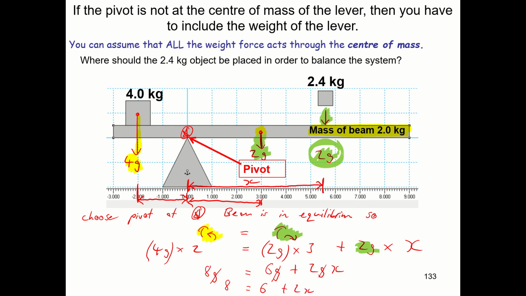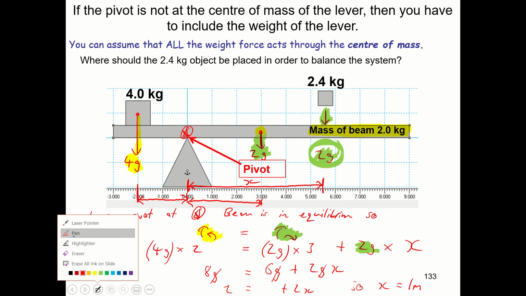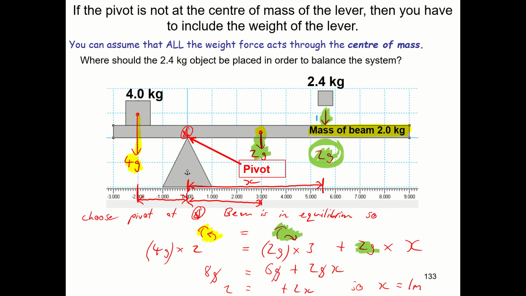Now if I subtract 6 from each side, that turns into 2 meters. 2 meters equals 2x. So it turns out that x equals 1 meter. So based on my algebra, that actually needs to go right there. And if I put the 2 kg there, then the whole beam will work out to be perfectly in equilibrium.